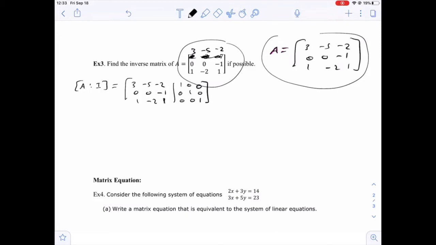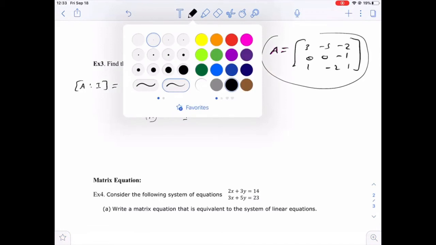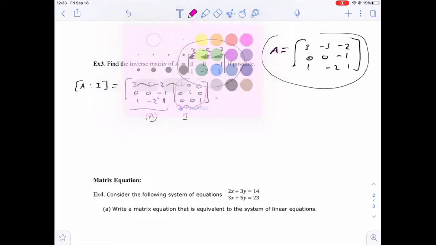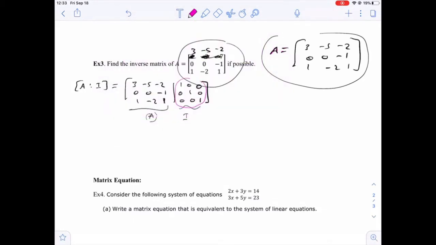Okay, now this is A, this is the identity. We need to make the matrix A the identity. How can we do that? We need to get the first element equal to 1. I mean, we need to get this matrix here. How to do that? We need to make the first element 1. This is the first step to get a pivot.